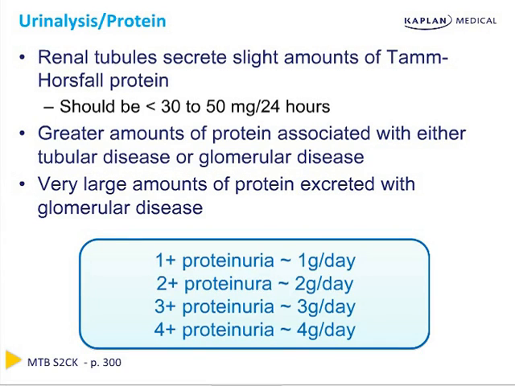So if you're interpreting the results of a dipstick for the presence of protein, it's a pretty easy correlation. If you see 1+ proteinuria on a dipstick, that's equivalent roughly to the loss of 1 gram of protein per day. 2+ proteinuria is 2 grams of protein lost per day, and so forth and so on.